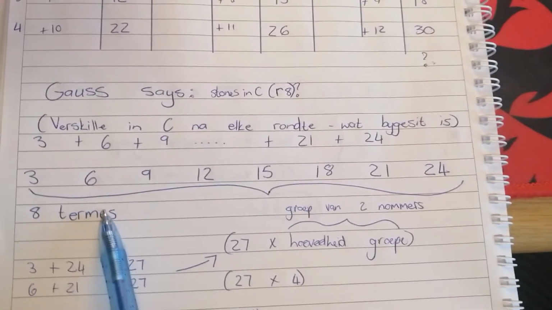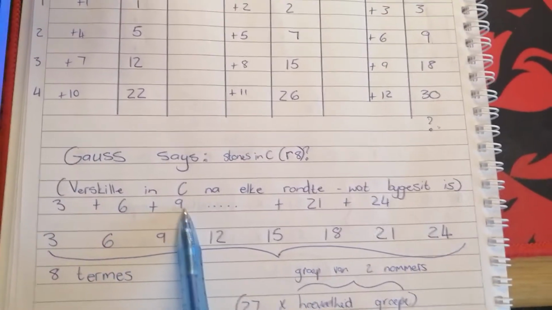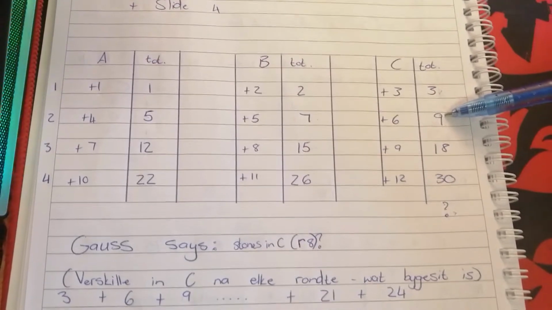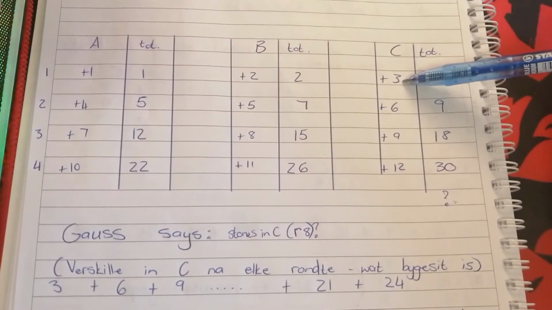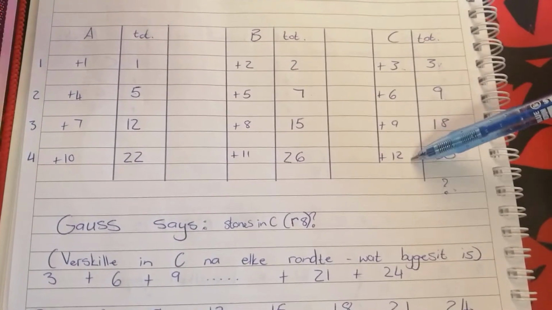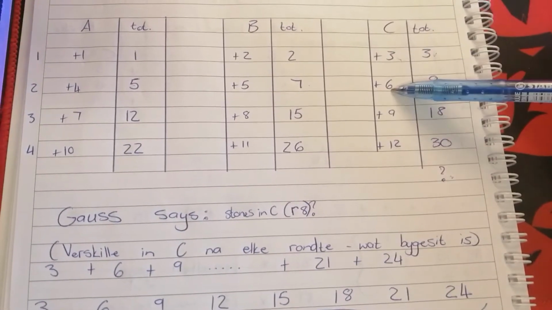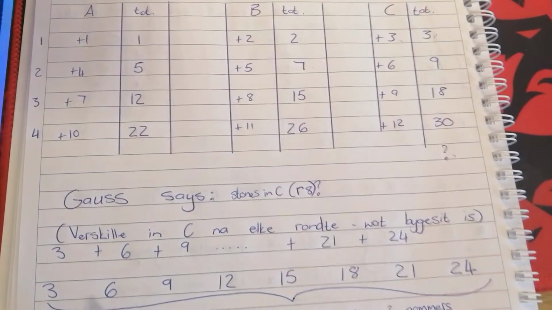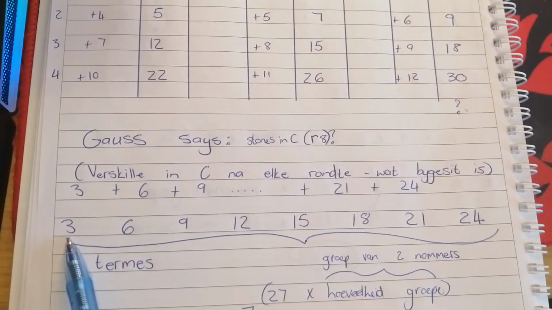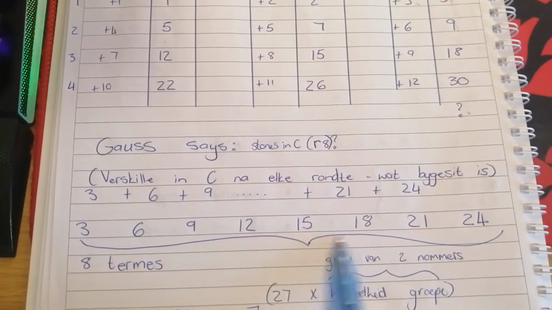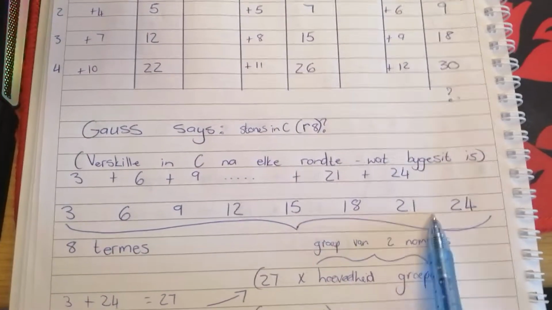So in this case, we are going to look at the difference in C after every round. Excuse me, in round 1 it's 3, round 2 it's 6, round 3 it's 9, round 4 it's 12, and so forth. So we're just going to look at the difference between all of these, and you will see that it is a constant 3. So we're going to write down all of the numbers that we have over here. In this case, we have 3, 6, 9, 12, 15, 18, 21, 24.